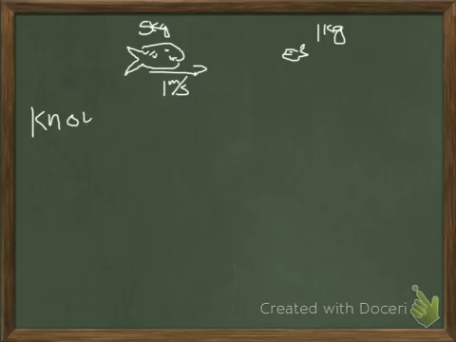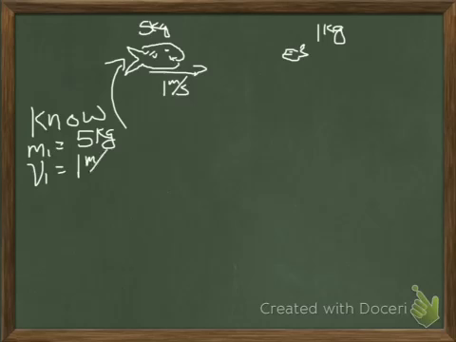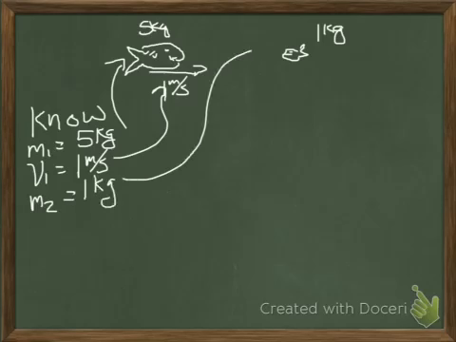So what do we know? We know that mass 1 is equal to 5 kilograms. That's talking about our fish here. We know that our velocity 1 is equal to 1 meter per second. We know that our second mass is equal to 1 kilogram. But our velocity 2 is equal to 0 because our fish himself is not moving.